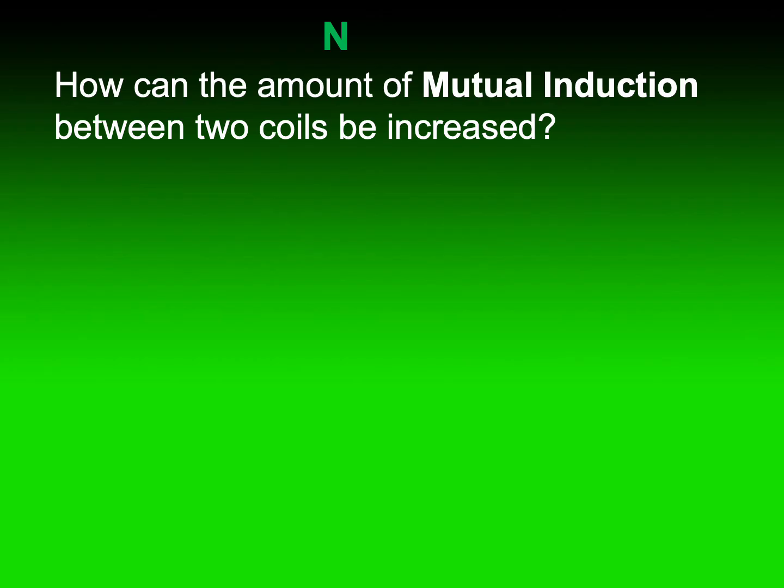You might ask then, how can the amount of mutual induction between two coils be increased? So think about that for a second. If we want to see a greater deflection there in that galvanometer, what could we change? There's three things we can change. So distance between them. If we move the coils nearer to each other, we would feel a greater force there, and there would be a greater amount of mutual induction.